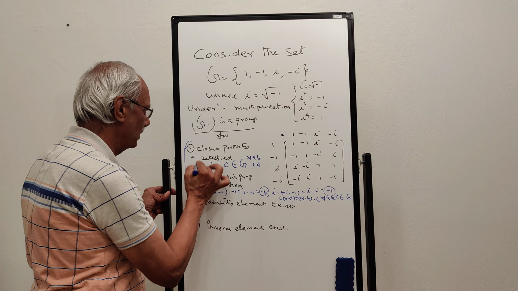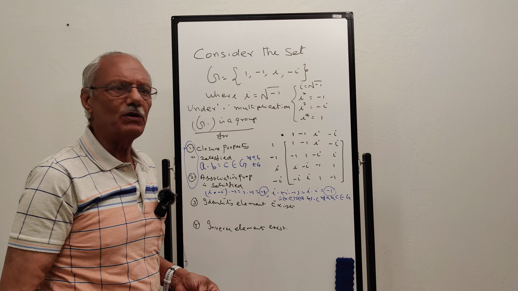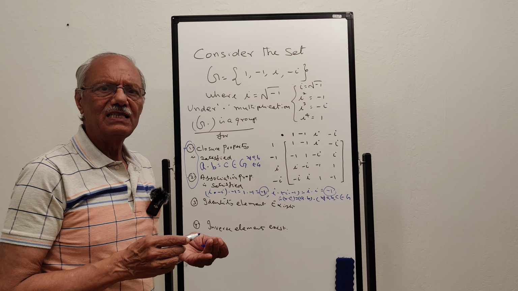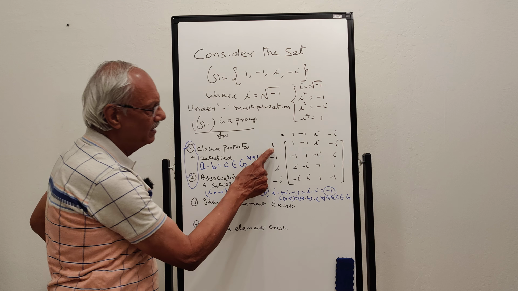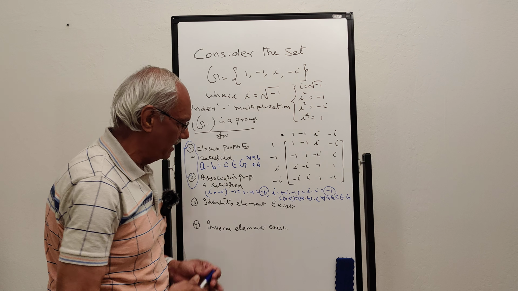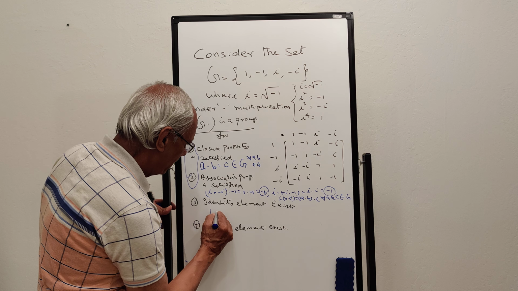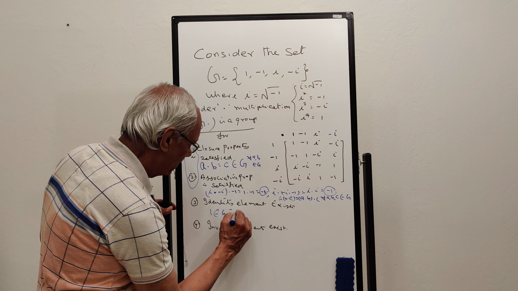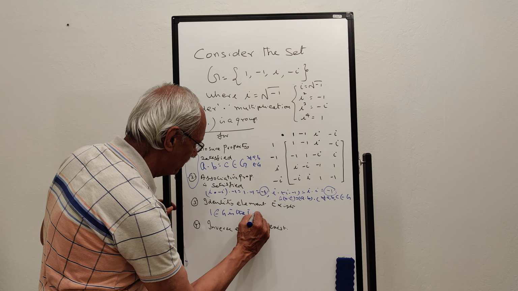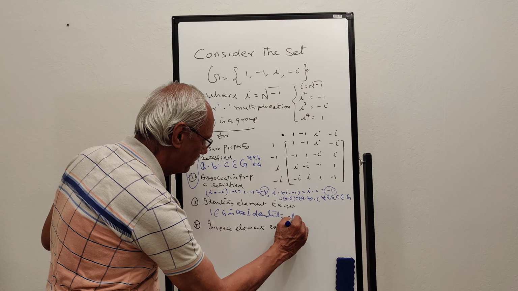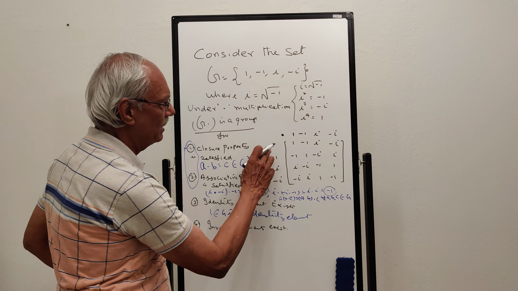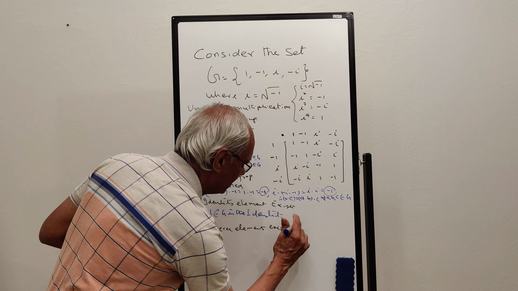Since these two properties are satisfied, this becomes a semi-group. So we can call this a semi-group. Not only that, now you go further: 1 belonging to G acts as the identity element. This is very obvious. See, 1 into anything is the element itself. I write it here.